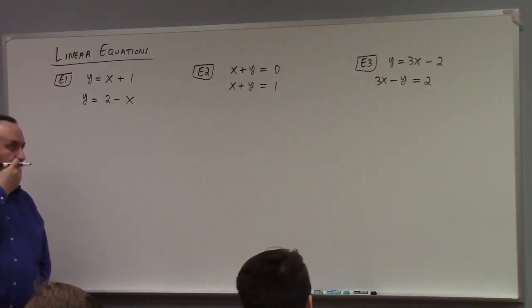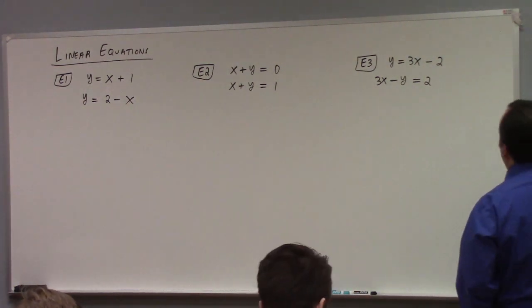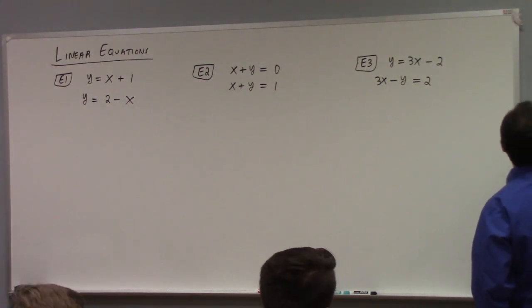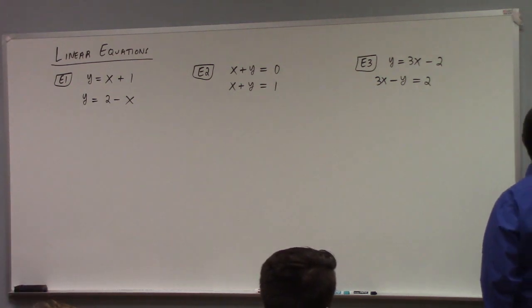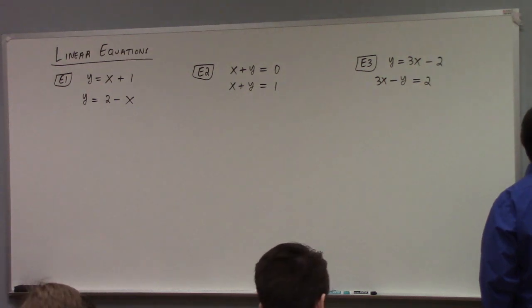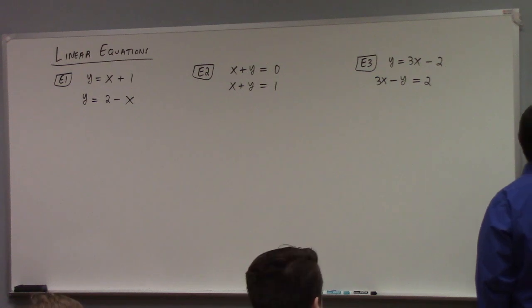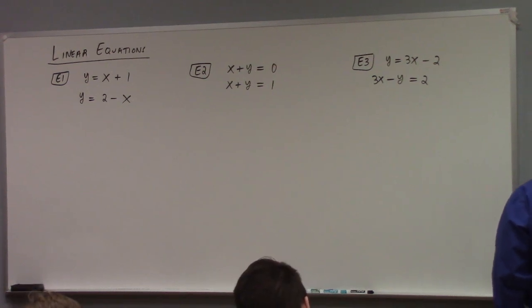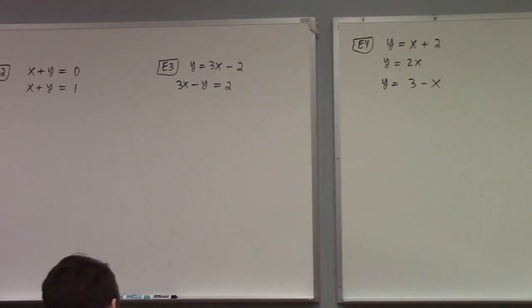All right. And you should leave yourself room to make a graph for each one of these, okay, guys? Example 4, we might have something like y is equal to x plus 2, y is equal to 2x, and y is equal to 3 minus x. All right, so examples 1, 2, and 3 would be examples of two equations and two unknowns. And the third example would be an example of three equations and two unknowns.